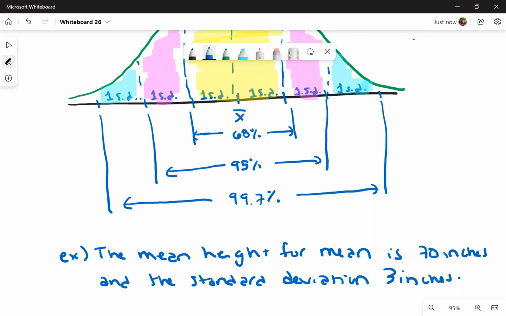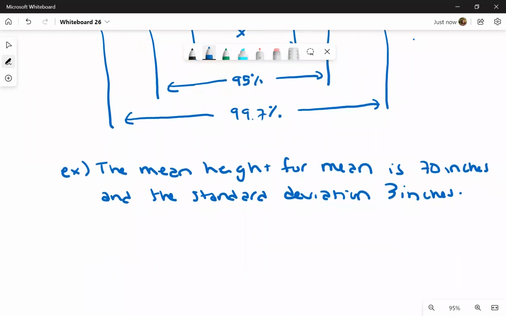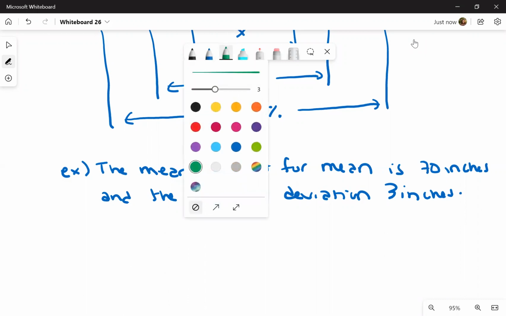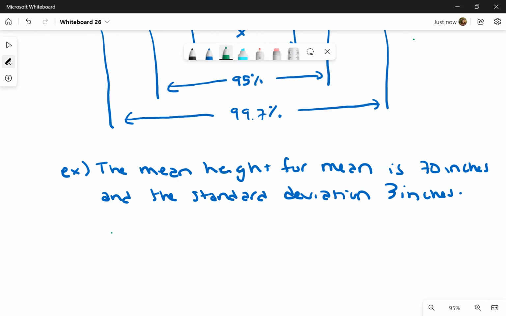Okay. So using that information, if I'm saying that most men are 5 feet 10 inches, that's the mean, and 3 inches is the standard deviation. Let's talk about what that means for the grouping of the heights of men. What that means is that 68% of men are going to be between 67 inches and 73 inches. So that's 68%.